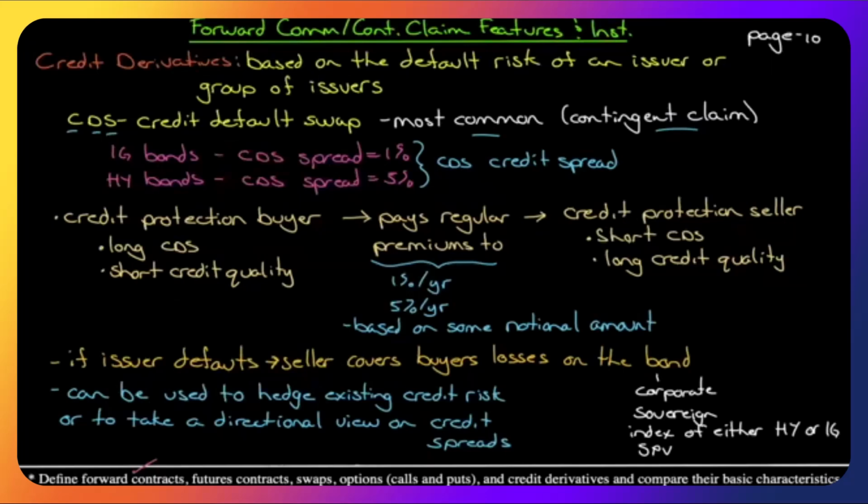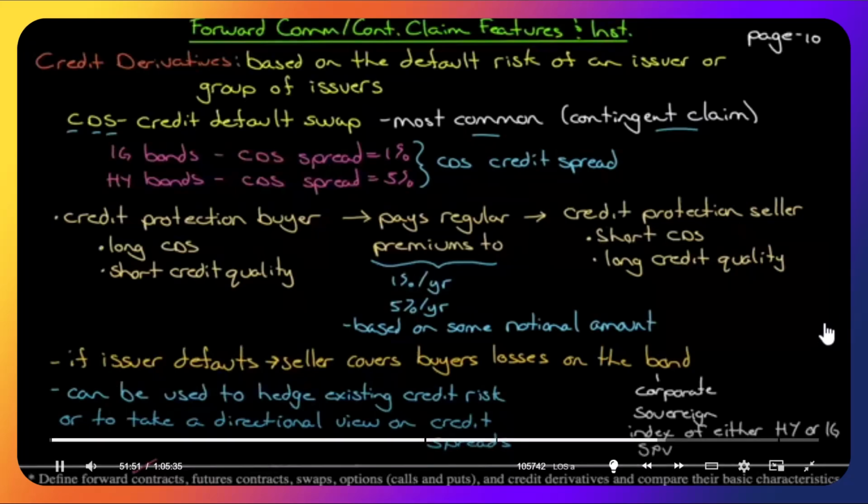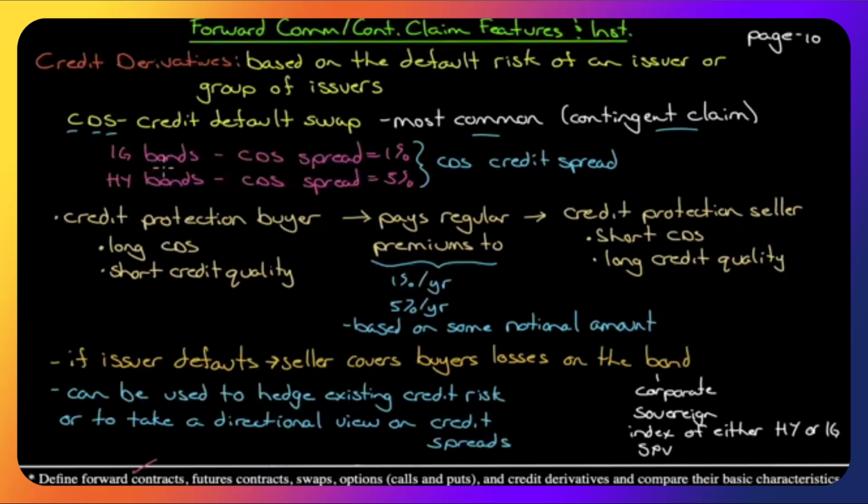Since then, a lot of work has been done to try to standardize the CDS market. So they have standardized in terms of the premium rate. Investment grade corporate bonds have a CDS spread of 1%. High yield bonds have a CDS spread of 5%. This is the spread in the CDS. In other words, if you enter into a CDS on an IG bond, it is for 1%.